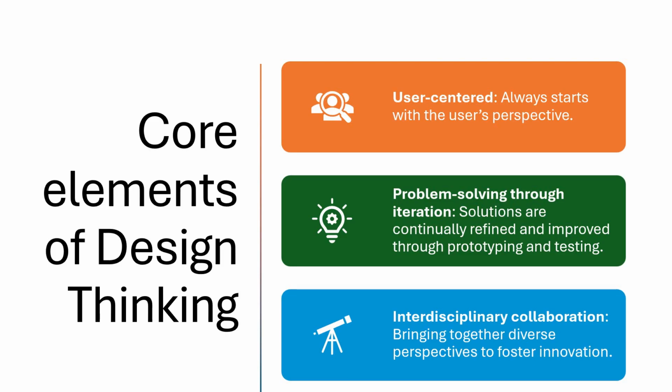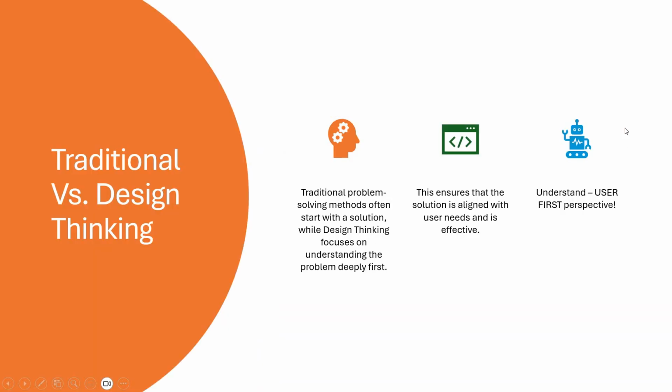And finally, design thinking requires interdisciplinary collaboration. It is not that only one domain or one vertical will come into the picture to solve the problem. It's going to be interdisciplinary, and it brings together diverse perspectives to foster innovation and to build things. So, design thinking has three elements. First, it being user-centered. Second, iterative nature. Third, the need for interdisciplinary collaboration. These three are the most important points.